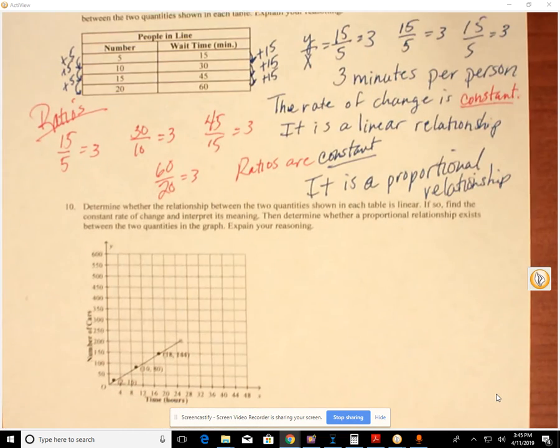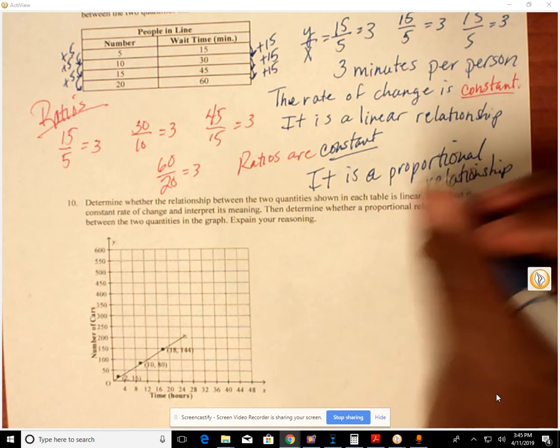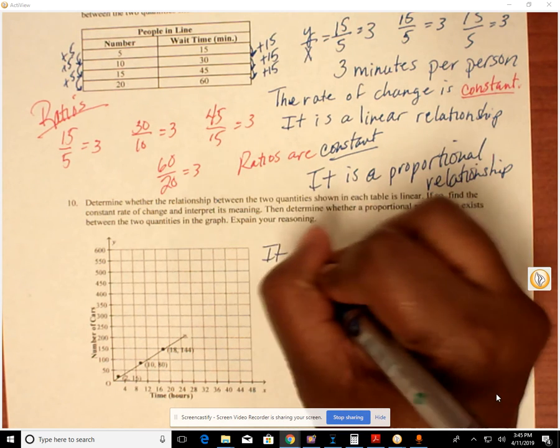So we're basically going to do the same thing with number 10, but it is a graph. So we automatically know it is a linear relationship because it is a straight line. And we know that the rate of change is constant since it is a straight line, because we know what number would possibly come next. So we can write all of that. It is a linear relationship because it is a straight line.